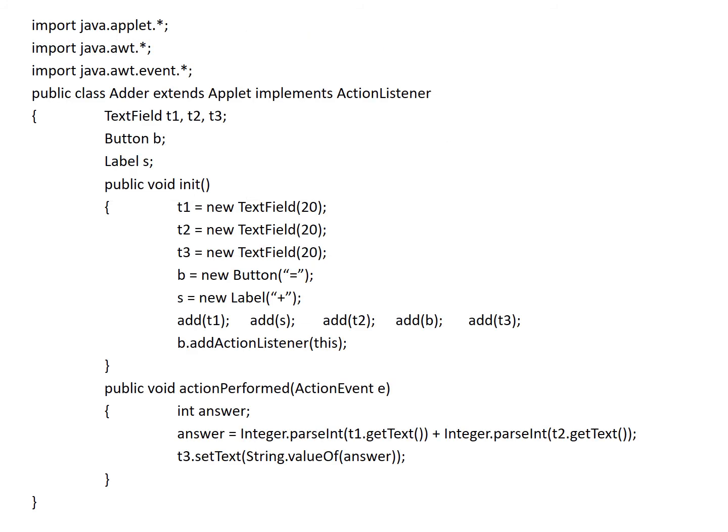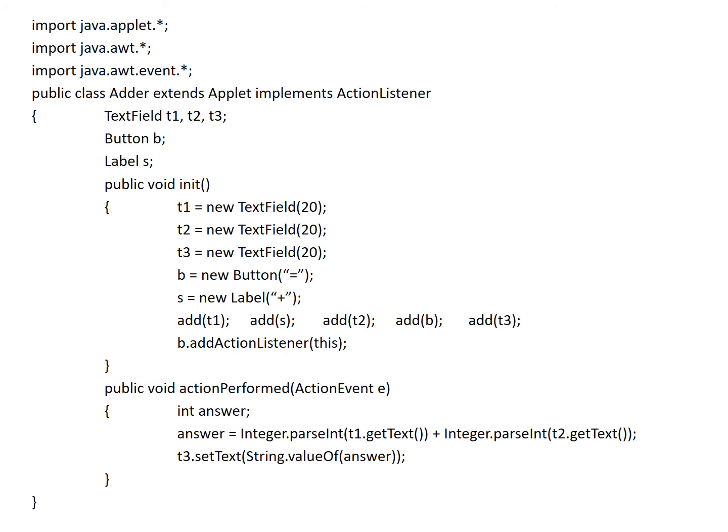Here is the program for the applet as shown in the previous slide. The first 3 statements are again the import statements, which import applet package, AWT package and event package. Then the next statement will declare the class adder, which extends Applet and implements the ActionListener. After this, in the class, we are declaring 3 text fields T1, T2 and T3 and 1 button B and label S.